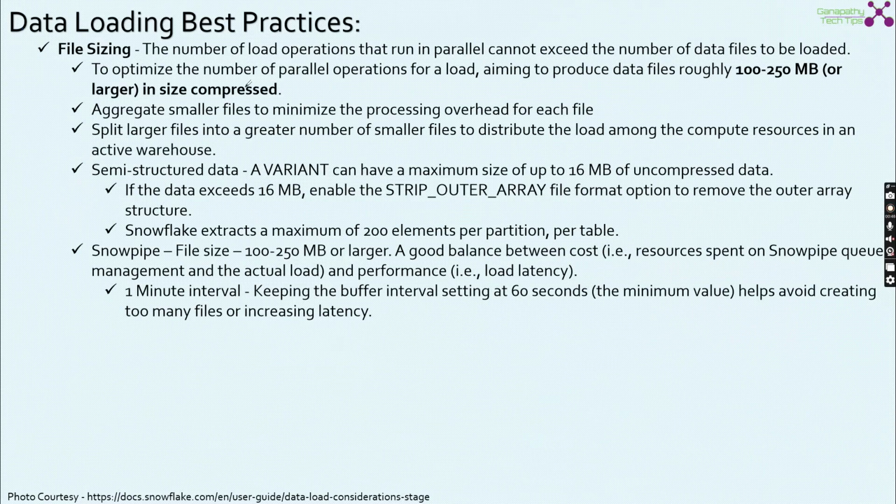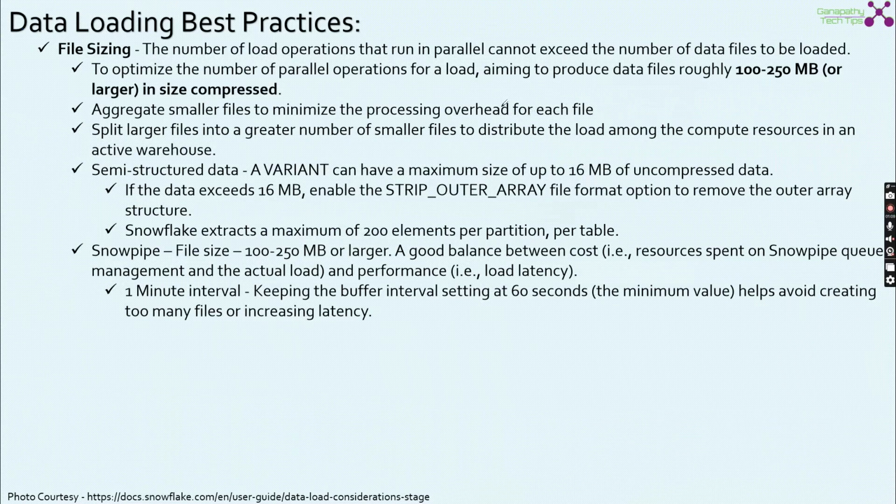Important point to note: to optimize the number of parallel operations for the load, aim to produce the data files roughly 100 to 250 megabytes or larger in size, compressed. So Snowflake's recommendation for file size is 100 to 250 MB. Aggregate small files to minimize the processing overhead for each file.